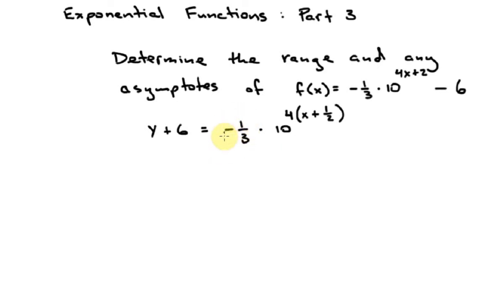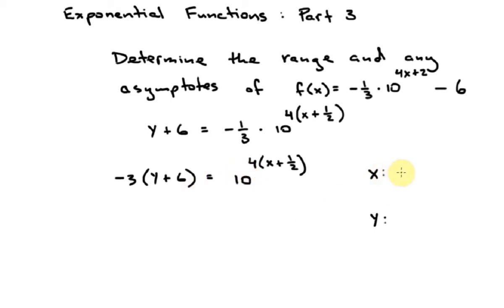The next thing I'm going to do is I want to get rid of this negative 1/3, so I'm going to multiply both sides by negative 3. So that's going to leave me with y plus 6 in brackets. Then here, negative 3 times negative 1/3 cancels, and I'll have the 10 raised to the 4 times x plus 1/2. Okay, I'm going to list now what are the changes to the x's and the y's. So then I can examine, because I know where the original asymptote and the original range was, but now I can see what it's going to do.